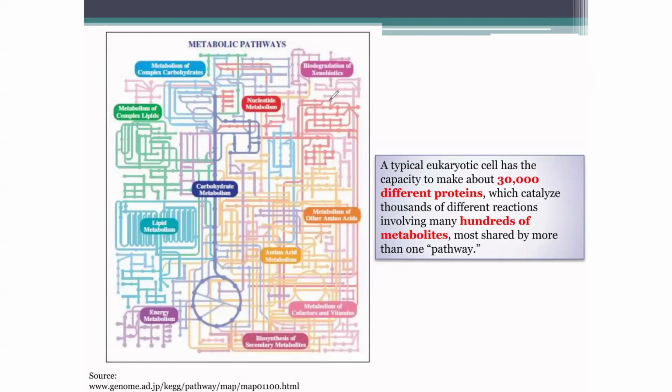And of course, in some cases, the higher the complexity of the organism, the more complex the DNA will be. And the more complex the DNA is, the more likely there are many genes found. Those genes are responsible for synthesizing particular proteins. So in a typical eukaryotic organism, the cells will have the capacity to produce about 30,000 different proteins.